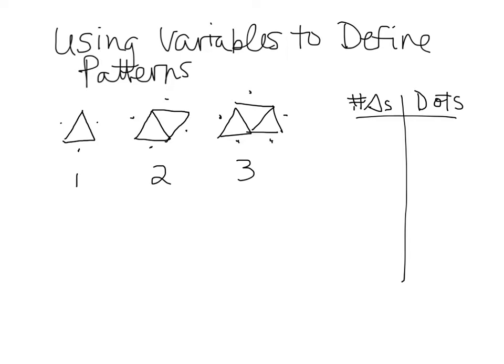So I can see when there is one triangle, actually, I'm going to leave room up here. When there's one triangle, there are 3 dots. When there are 2 triangles, there are 4 dots. When there are 3 triangles, there are 5 dots.